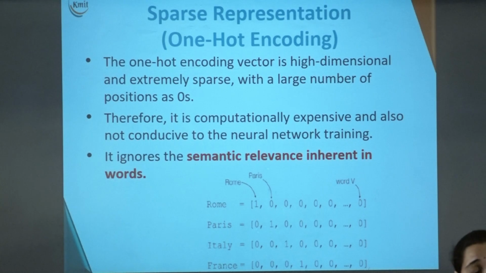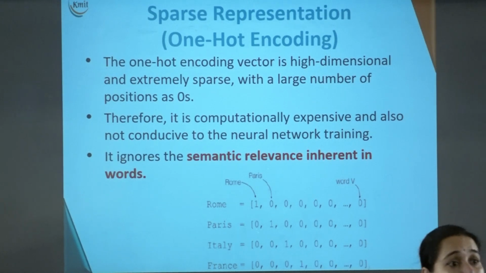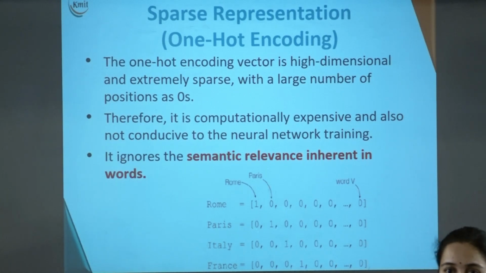So you can imagine if it is a small number of words in a sentence, it works. But if you have a huge corpus of data, how is it going to work? It is going to take a lot of memory, isn't it? Yes or no? That's why we generally don't use one-hot encoding in RNN or LSTM models. That's called a sparse representation. A one-hot encoding vector is high dimensional and extremely sparse, with a large number of positions as zeros. So it is computationally expensive.